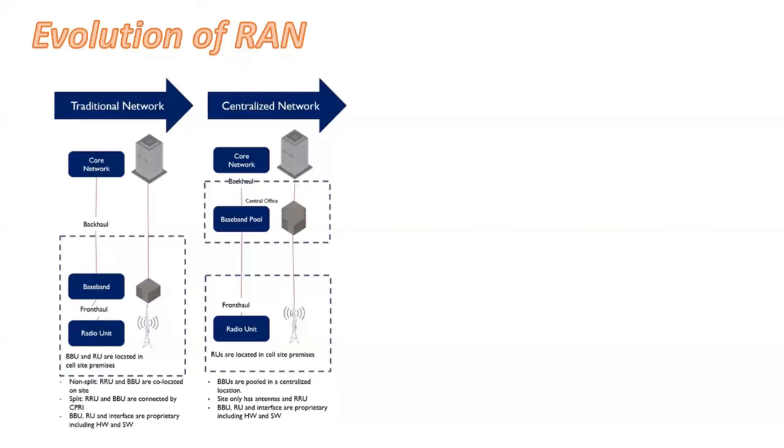And then it evolves to the centralized network. So it emerges because we have a need for more flexible and cost-effective solutions. So it uses a centralized process. You need to support multiple remote radio heads. And these are connected by high-speed fiber optic links, right? So this approach can help to reduce cost and improve the network efficiency.